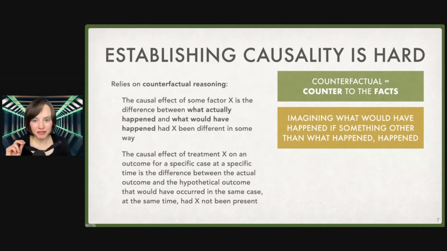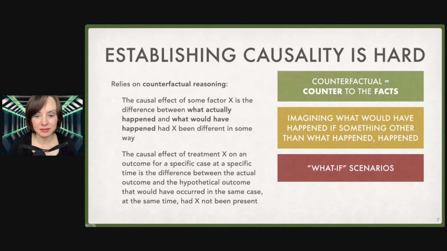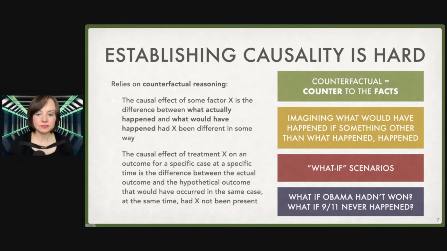Okay, so if X causes Y, we need to see what happens to Y in a case where X is not present, but everything else is exactly the same. So it's what-if scenarios. So, for example, and we wonder these things all the time, right? What if Obama hadn't won the 2008 election? Would all these things that we've claimed are because of that have happened?